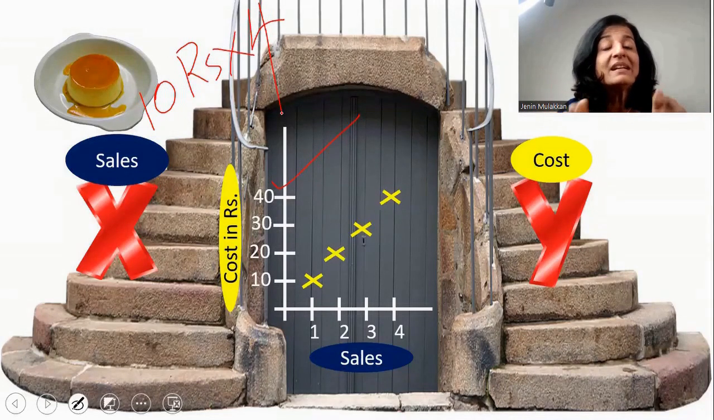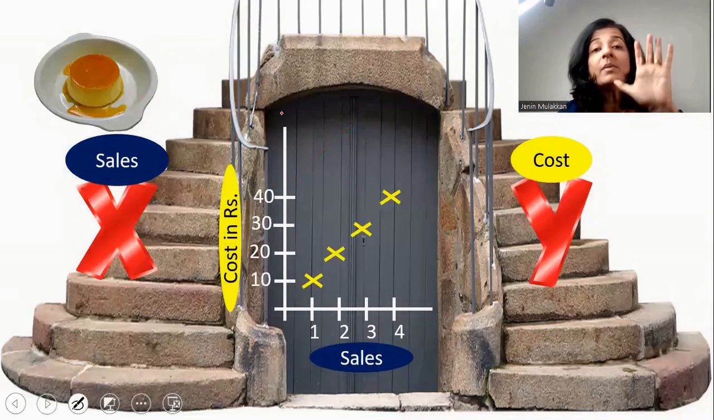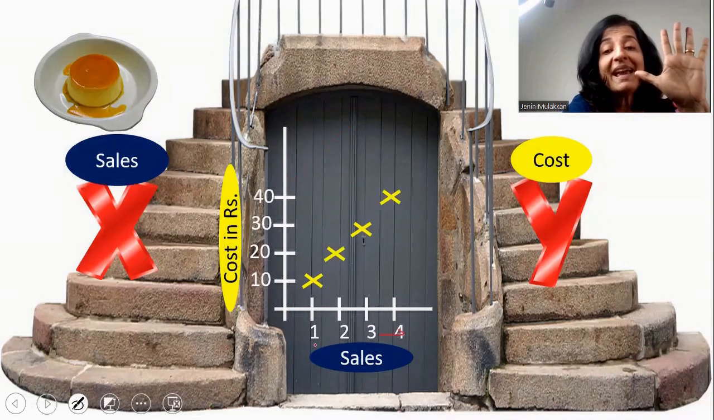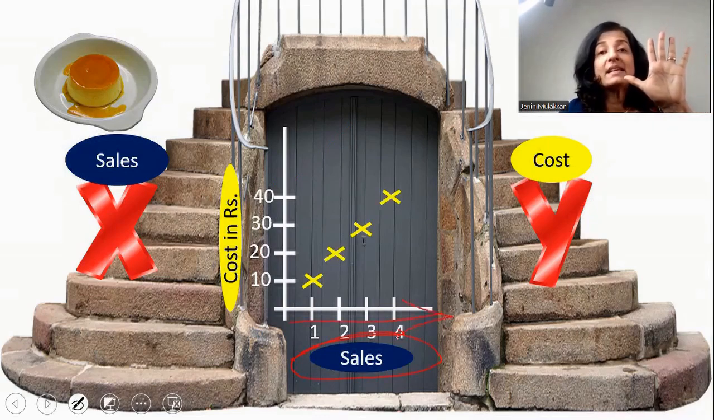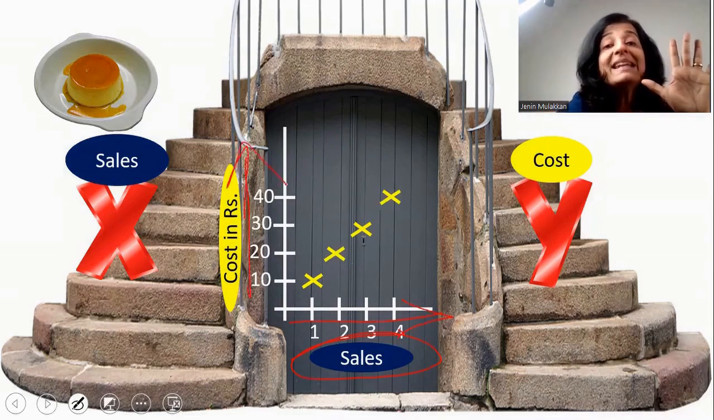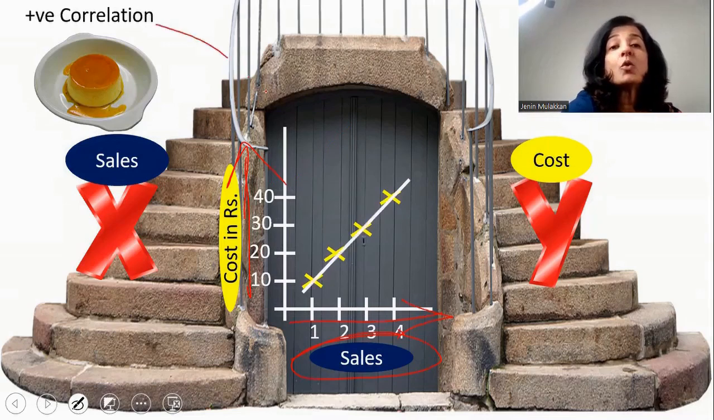Now, in this particular case, what have you noticed? When the x variable increases. What was the x variable? The x variable was the sales. So when the x variable increases, the y variable, that is the cost, is also increasing. This is known as positive correlation.